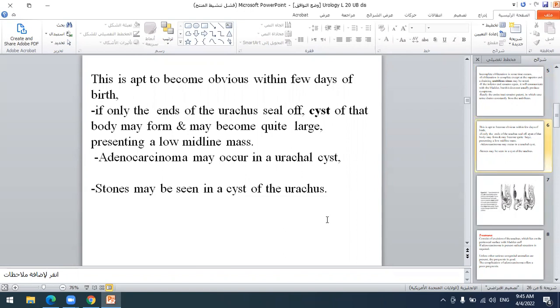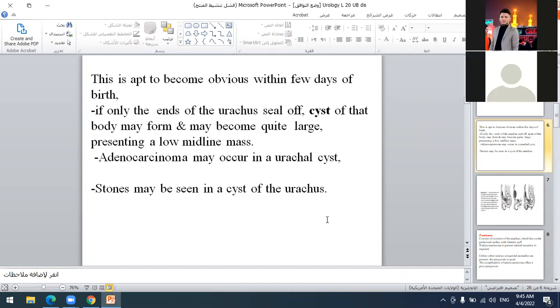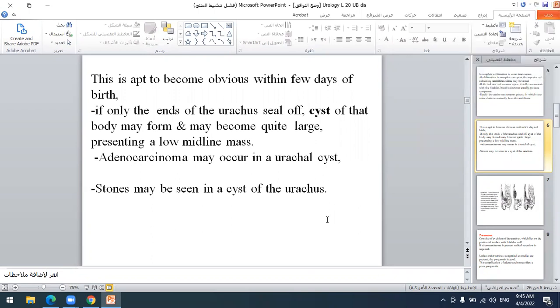If only the ends of the urachus seal off, cysts may form and may become quite large, presenting as a low midline mass. Adenocarcinoma may occur in a urachal cyst. Stones may also be seen in a cyst of the urachus.